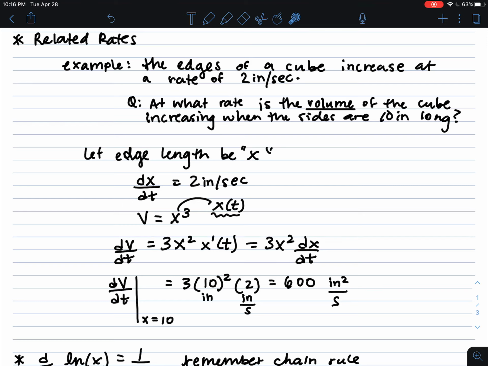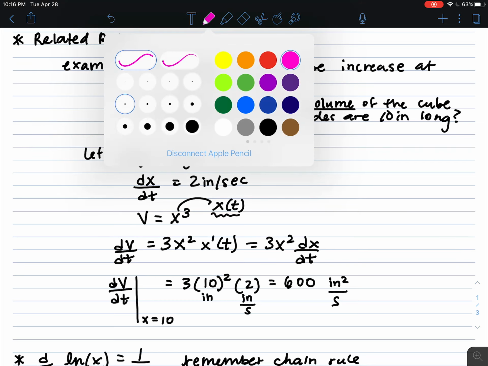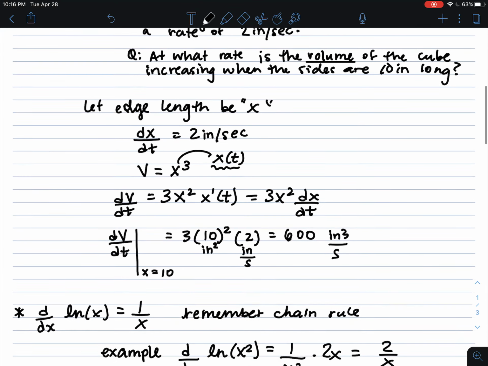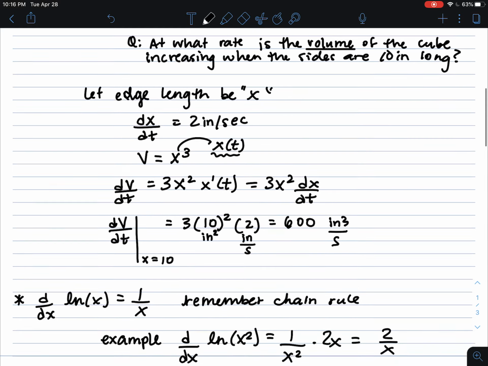Note that 10 represents inches, and I made a mistake in my answer earlier. Anyway, good catch. This should be in inches squared, right? Because 10 is in inches, and then we're squaring it, so it's inches squared. And then 2 is our dx dt, and that's in inches per second. So we get 600 inches cubed per second, which should make sense because we're in cubic units for volume, and then we're doing it as a rate of time, so per second.